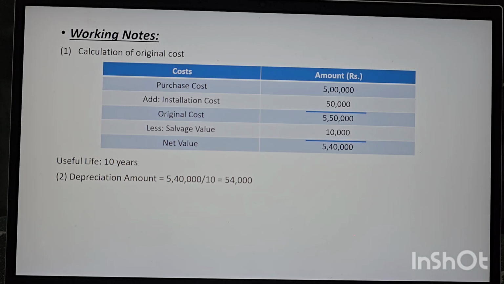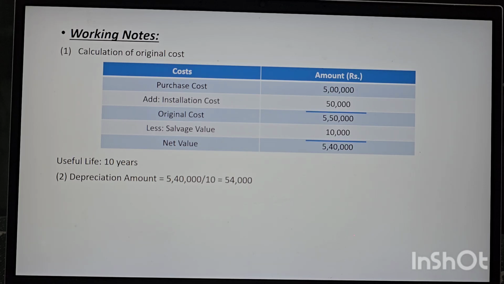If you look into the costs and amount column, the first thing is the purchase cost of 5 lakhs, and then we are adding the installation cost of 50,000. See, this machinery has been purchased and then it's getting installed. So this installation is done before the asset is put to use. Any cost incurred before the asset is put to use also needs to be added to the value of the asset, or in simple terms, in day-to-day real life, we call it capitalization. So the installation cost also needs to be capitalized.